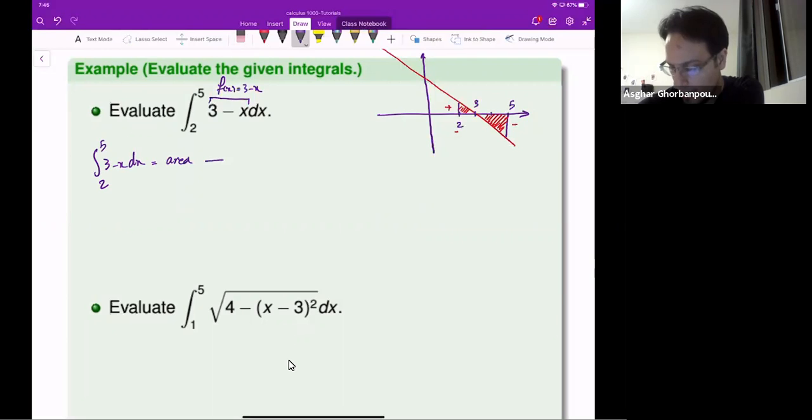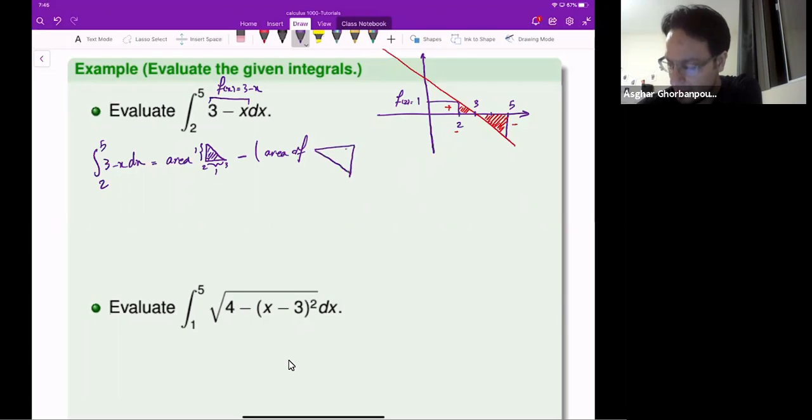this small triangle. What is this small triangle? It is, first of all, right triangle. Here's 2, here's 3. So the length of the base is 1. If I evaluate f at 2, this is going to be 1. Yes. So here is 1. So area of that minus the area of this bigger triangle, which is under the x-axis.